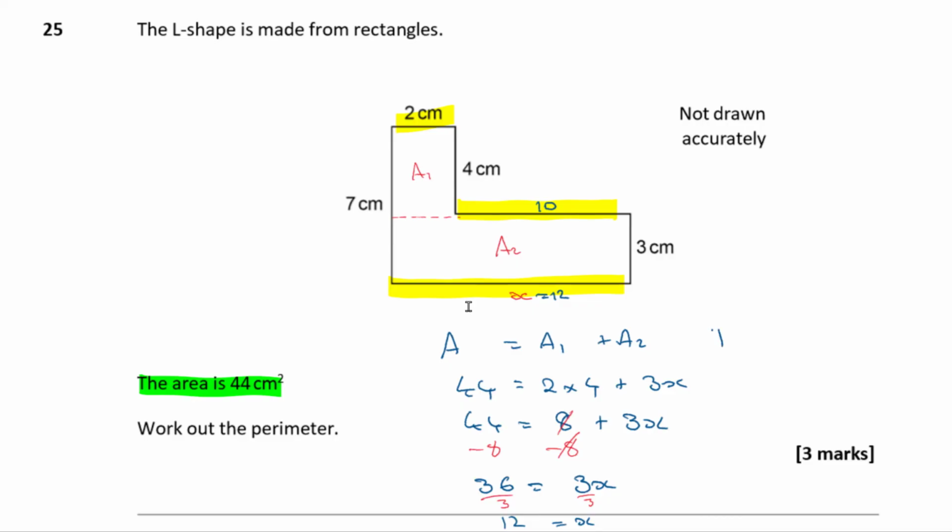So the perimeter of this shape is just going to be all the different sides added together. Starting in one corner and working my way around the shape, it's going to be 2 plus 4 plus 10 plus 3 plus 12 plus 7. So what does that all add up to then? 2 plus 4 plus 10 plus 3 plus 12 plus 7 comes to 38. So this shape has a perimeter of 38.